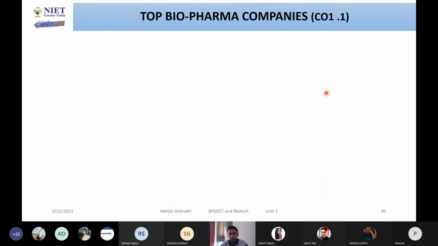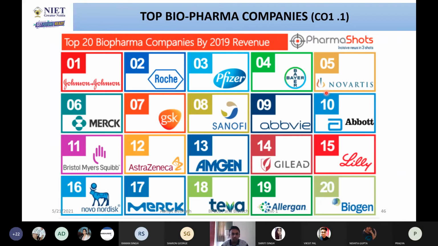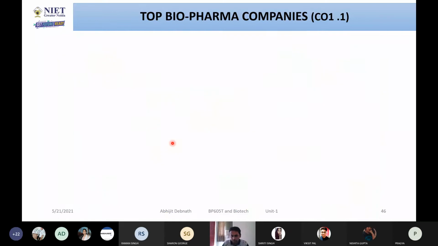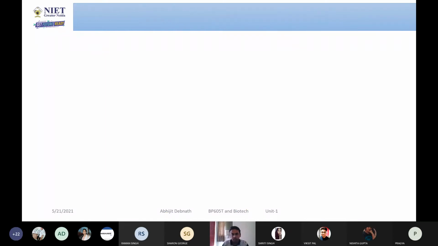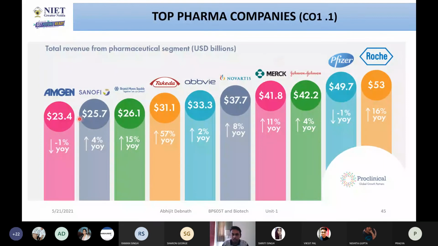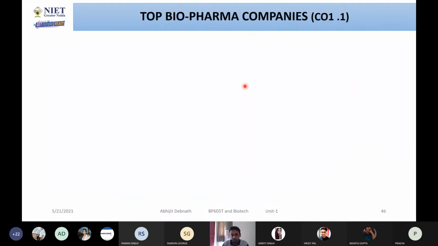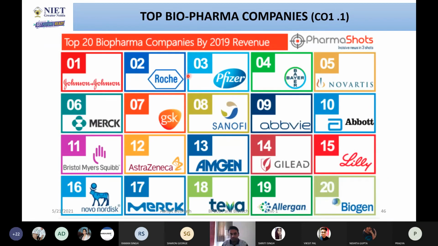If we talk about biotech companies, these are the world's top biotech companies. They are making biopharmaceuticals like vaccines, serum, etc. These are almost the same companies, but a few companies are not listed here. A few companies are not making biologic products; they are only making pharmaceutical products like tablets, capsules, and syrups. And here you can see Johnson and Johnson, which is making vaccines and also various drugs.